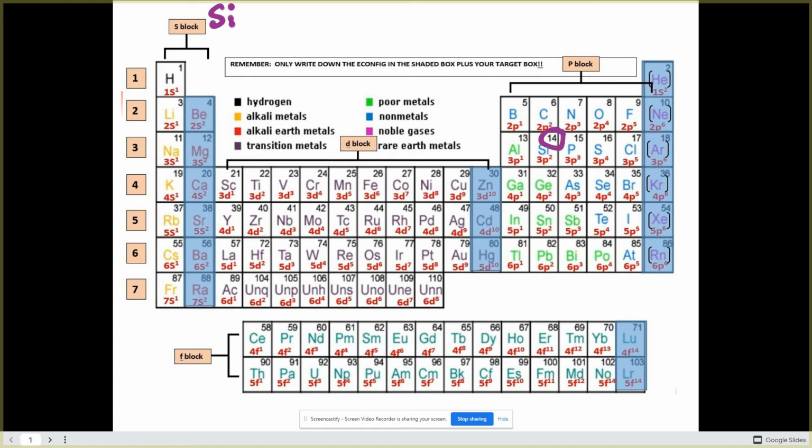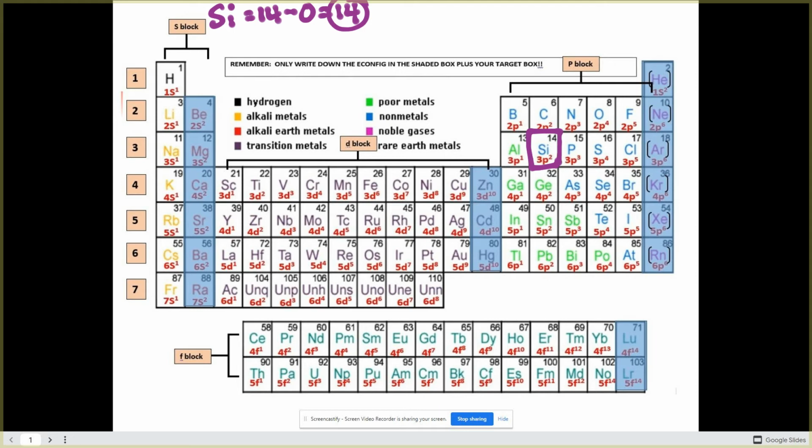And if you look closely, the atomic number is 14. So it's 14 minus the charge. There's no charge, therefore it's 0. And this is 14. So you got 14 electrons to distribute. So since 14 is the number of electrons, box number 14 is our target. It's the same as that Si.